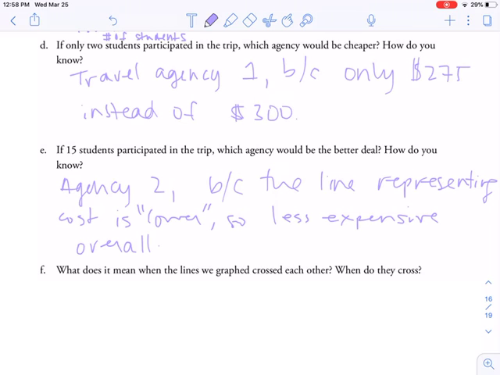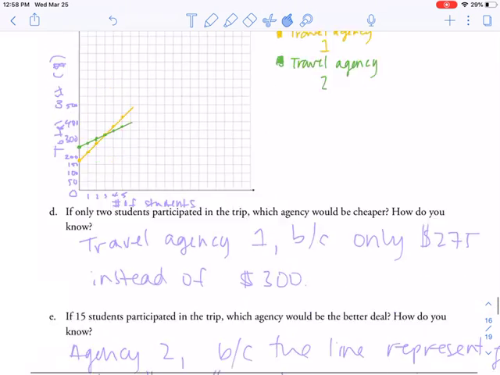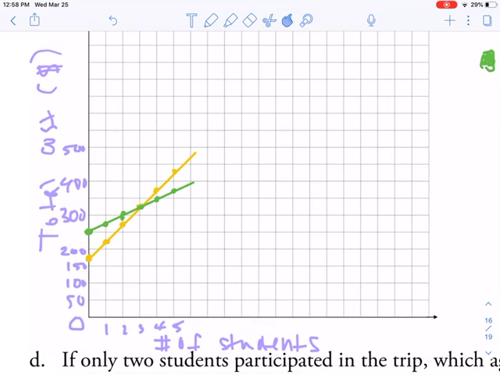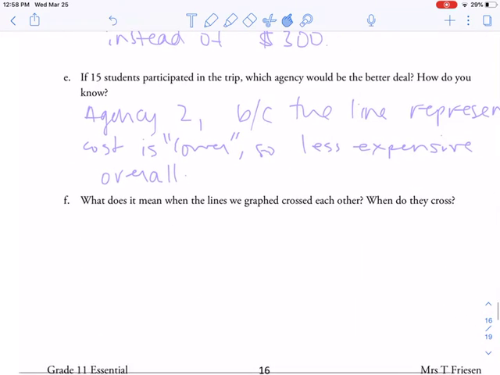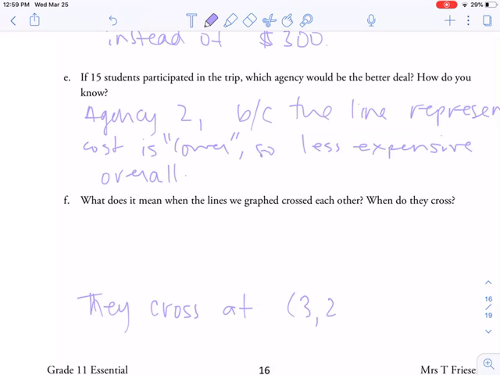Okay, and what does it mean when the lines we graphed crossed each other? We can see that again. We pointed this out when we graphed that here at 325 they crossed, right? And so that's part of the answer. Okay, so they cross at 325. That's very messy. Let me try that again.